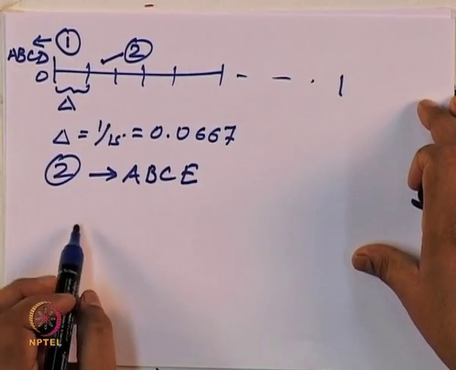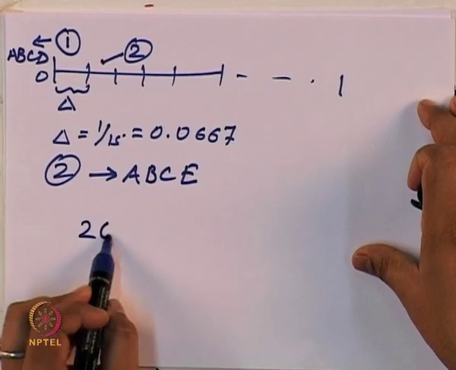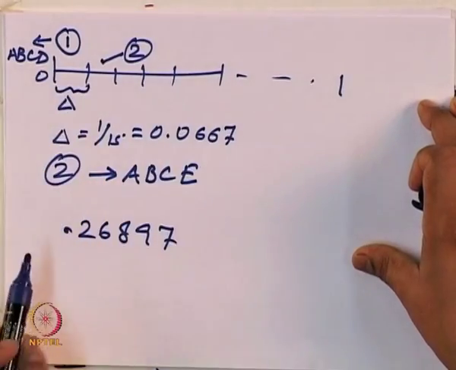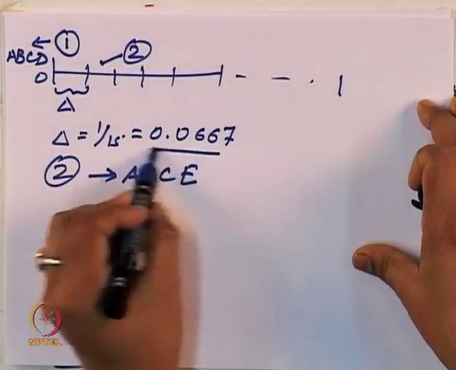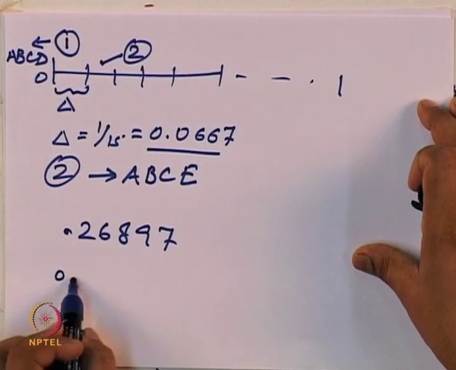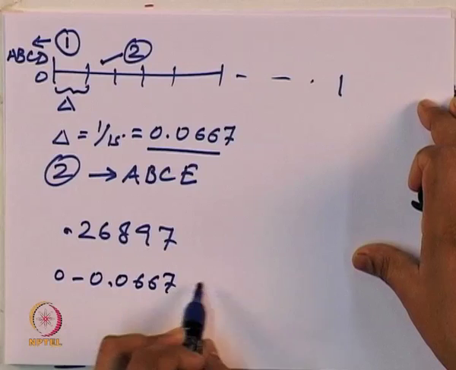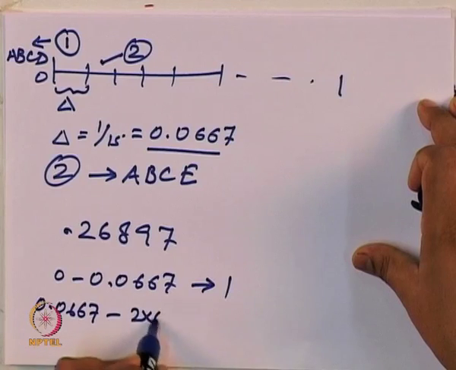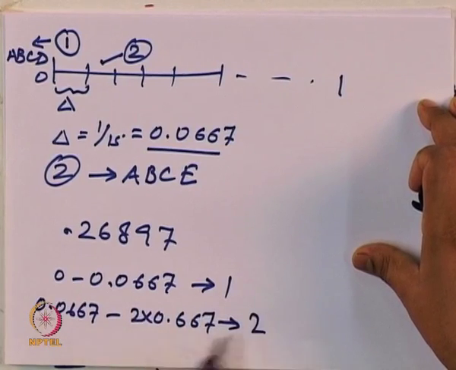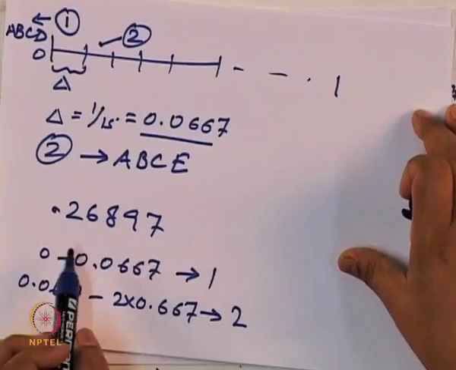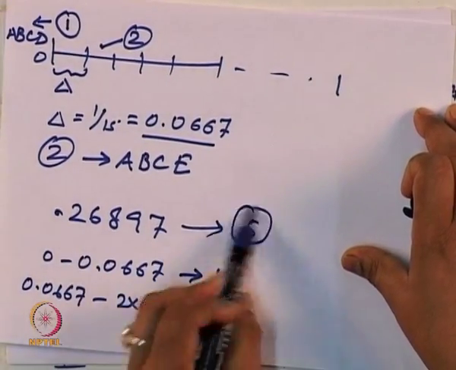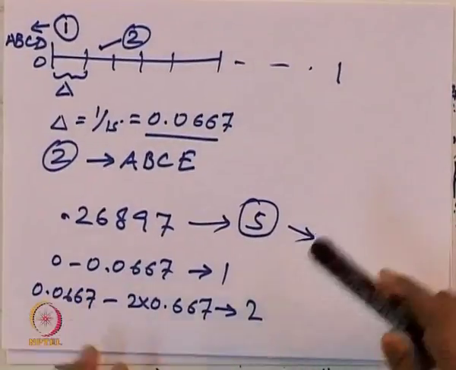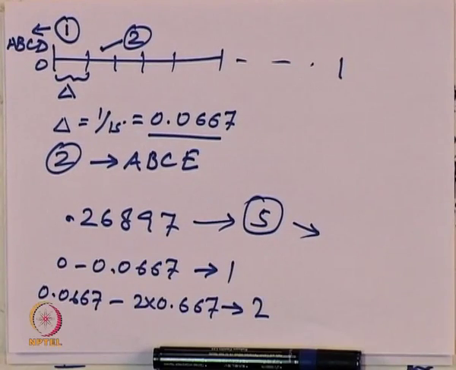From the table I had chosen a number, let us say 26897. I convert it into a decimal, and my delta is 0.0667. So 0 to 0.0667, I choose identifier 1. 0.0667 to twice of 0.0667, I choose identifier 2. Like this, I think 0.26897 should be identifier 5. Accordingly, I can choose one particular combination of the patient. So, this is a way of doing simple random sampling.